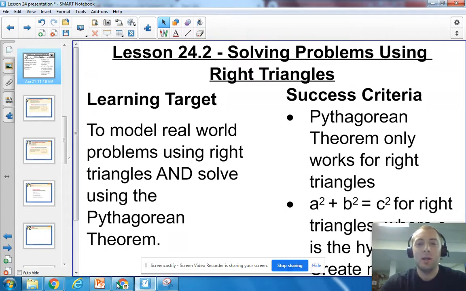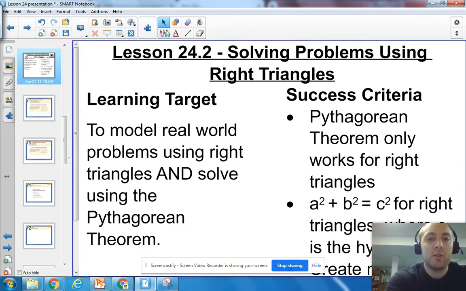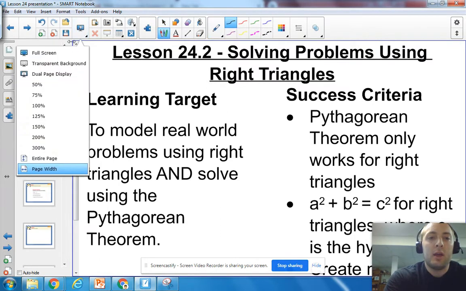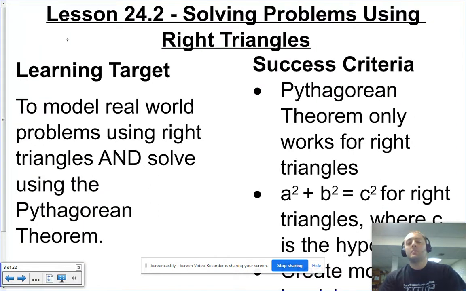Hello, hello, hello. We are doing section 24.2, so we're continuing lesson 24, which is a study of the Pythagorean Theorem and how we can apply it. We've learned that the Pythagorean Theorem is a squared plus b squared equals c squared, and that's for right triangles only. And now we can use this to model real world problems and also solve problems with the Pythagorean Theorem. So that's our learning target for today.